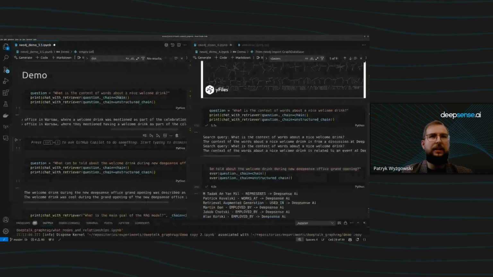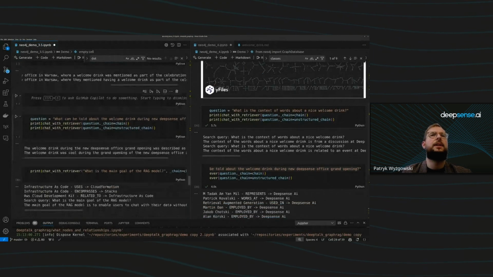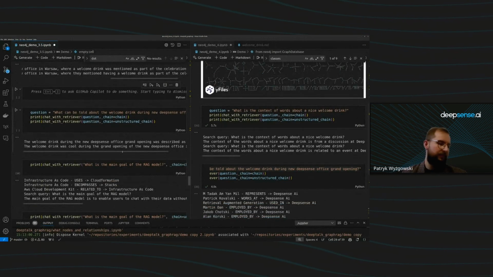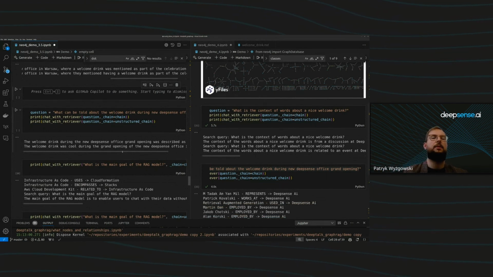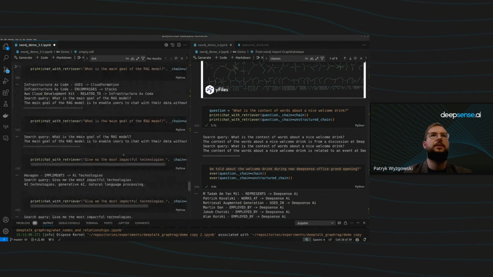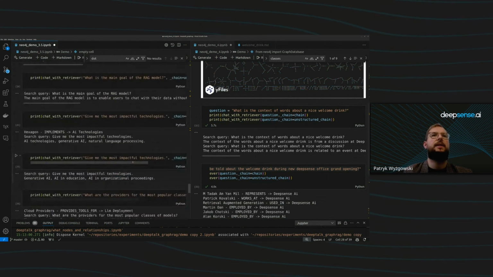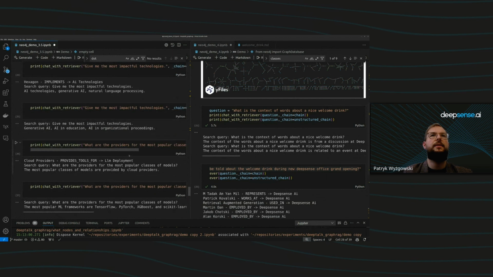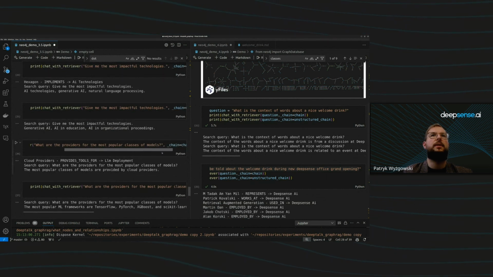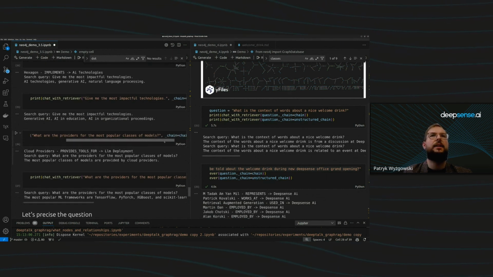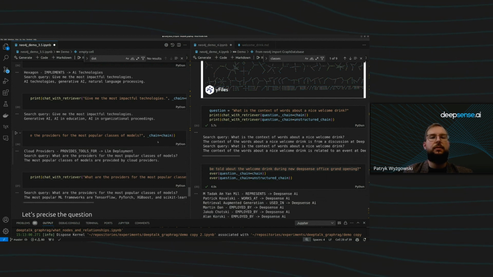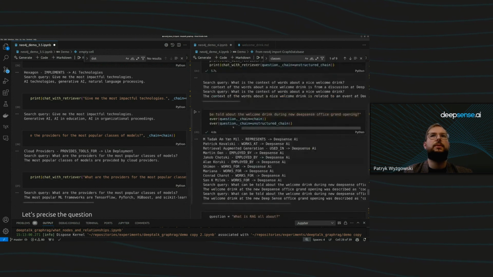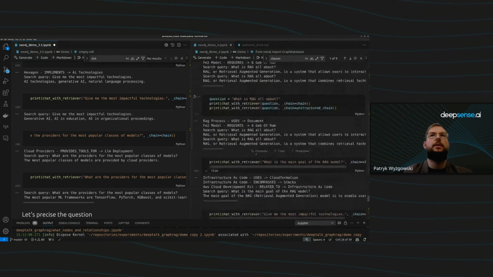Still, let's jump back to some more examples. The GraphRAG is famous of being able to answer some general questions or some questions that are like multi-hop questions. They use multiple stages and so on. So I've asked about the providers for the most popular classes of models that are there, and it was done for both the structured retriever and the unstructured retriever in both cases. Let me scroll.